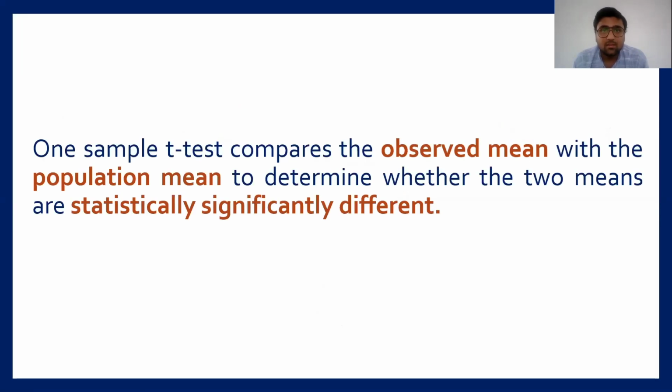So let's begin with the meaning of one sample t-test. One sample t-test compares the observed mean with the population mean to determine whether the two means are statistically significantly different.